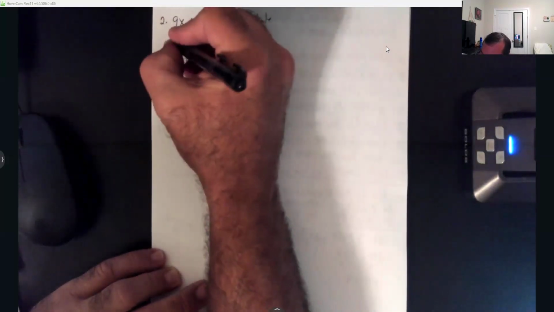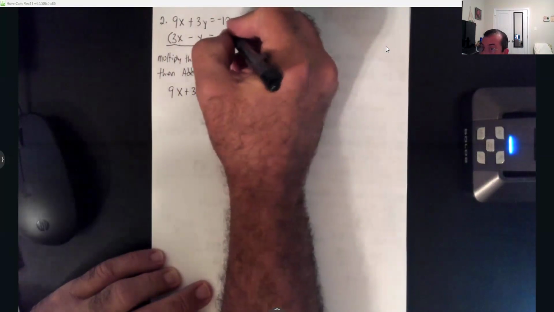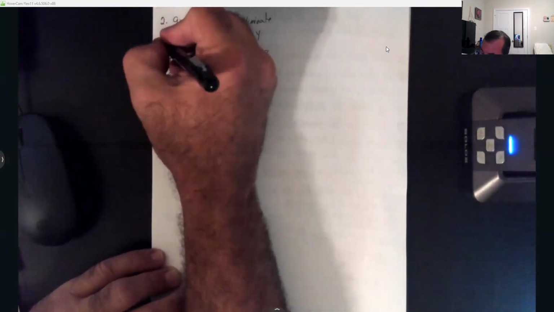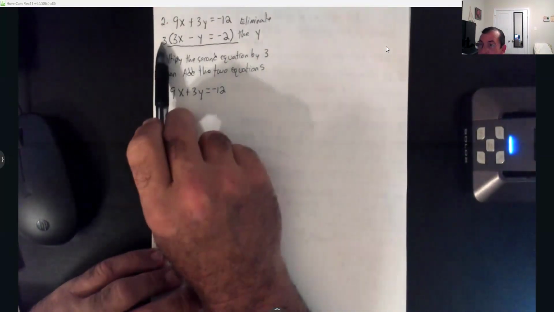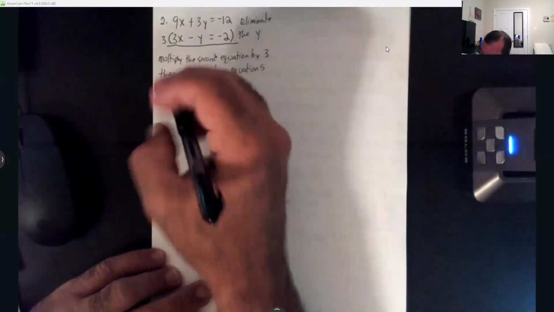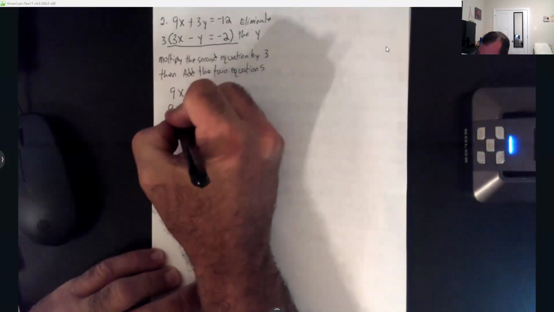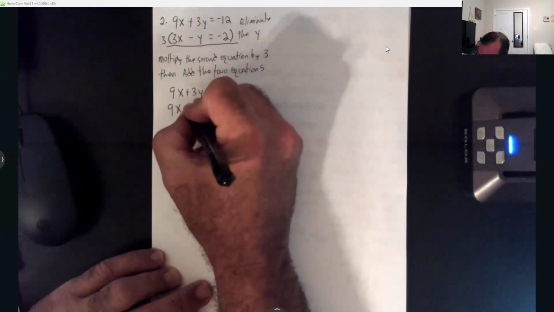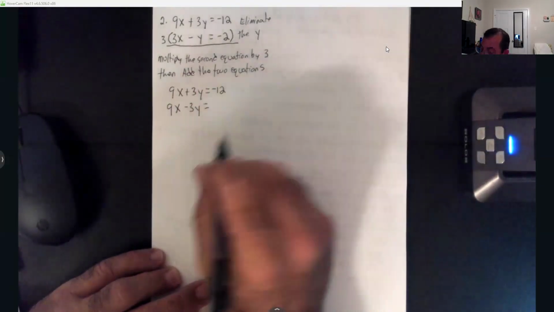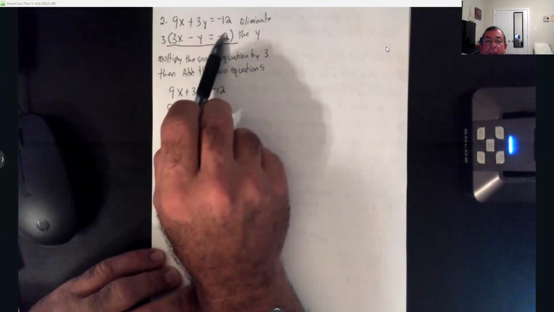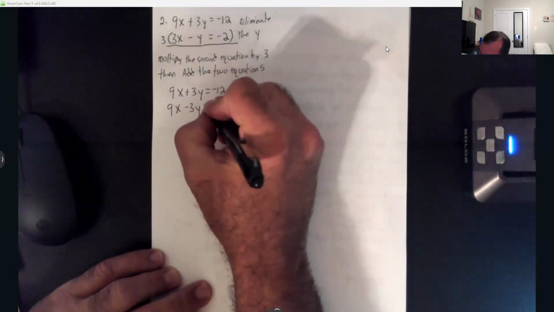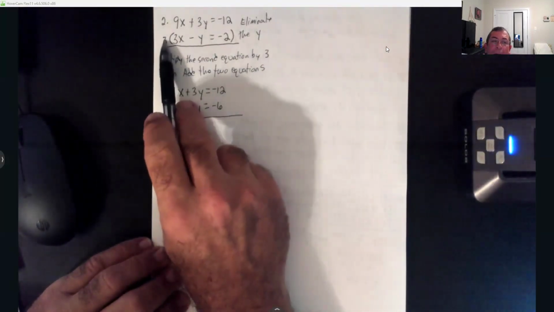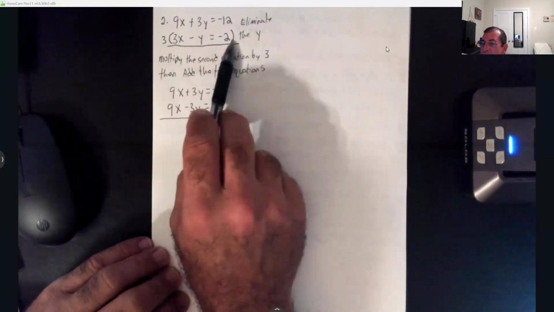So what we got to do, y'all, is take this whole equation, both sides, and we're going to multiply this whole equation by 3. So you'll do 3 times 3x will give me 9x. 3 times negative y gives me a negative 3y. And that's going to equal the right side, which will be 3 times negative 2, which will give me negative 6. So you got to remember, when you multiply, it distributes over everything, okay?